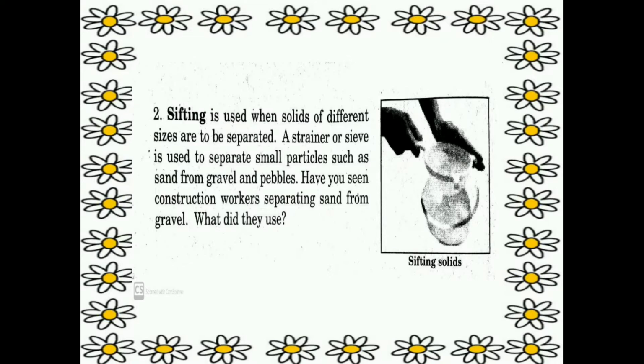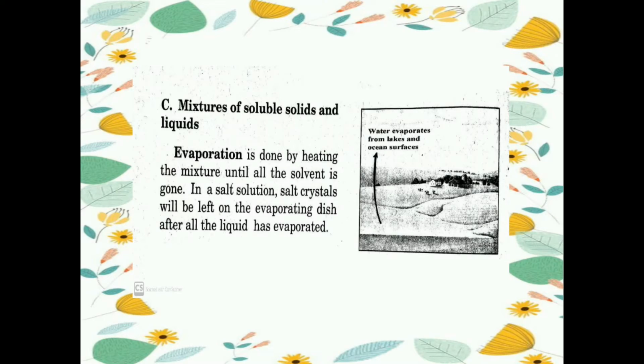Have you seen construction workers separating sand from gravel? What did they use? So, yan. Ginagamit nila yung strainer. Yung malaking strainer, hindi yung ginagamit sa ating kusina. So, yung malaking strainer na yun, sineseparate nila yung sand from gravel. So, yun yung ating tinatawag na sifting. So, madali siyang maintindihan, lalong-lalo na yung use of magnet. So, sifting, yung parang sa construction workers, yung parang pair sila and hinahalo-halo nila or sinishake-shake nila yung sand to separate it from gravel. So, number 3, or letter C naman tayo, mixtures of soluble solids and liquids.